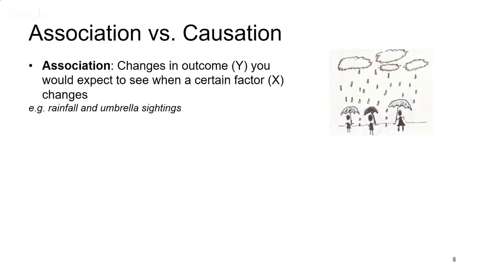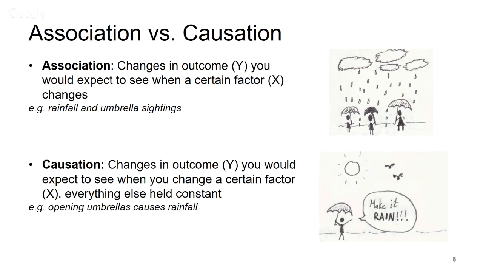For those of you who've probably walked in on the final day of the workshop and haven't attended the previous sessions, association is really the change in outcome of a particular variable that you observe when a certain factor X changes. So if you're in Singapore, there are two types of weather here. It's either warm or it's raining. And whenever it rains, you see people with umbrellas. So the sightings of umbrellas are strongly correlated with rain.